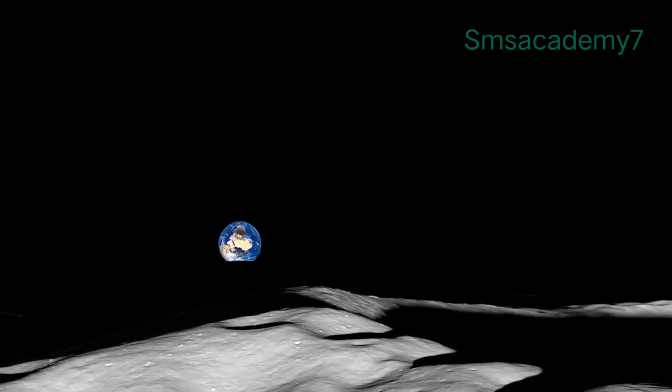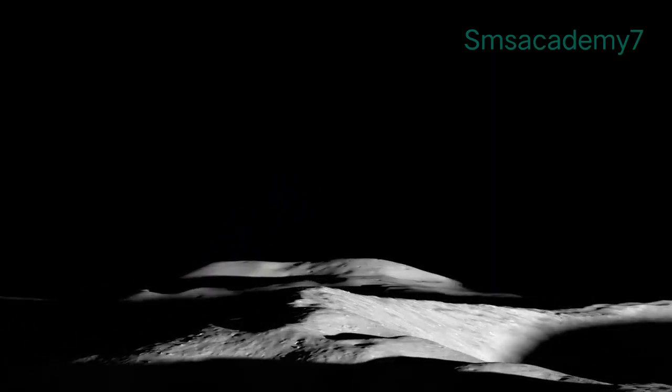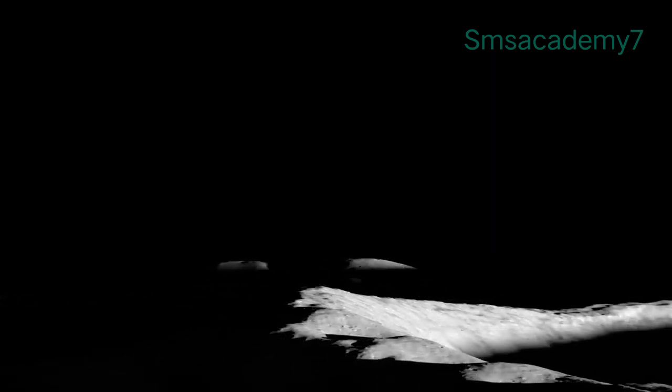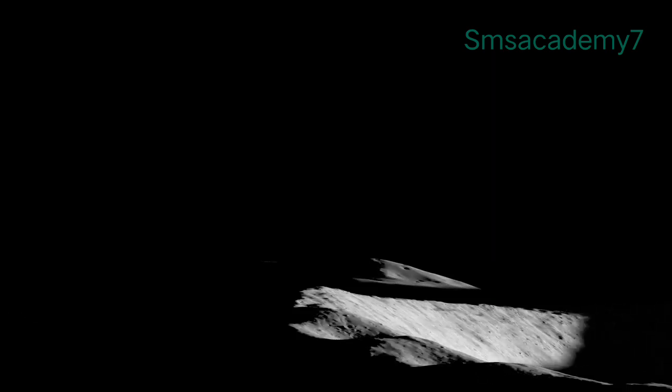The Earth doesn't move much in the moon's sky. It's always in roughly the same place, just sort of bobbing around. That's true everywhere on the near side of the moon. It's a consequence of the moon always pointing the same face toward Earth.